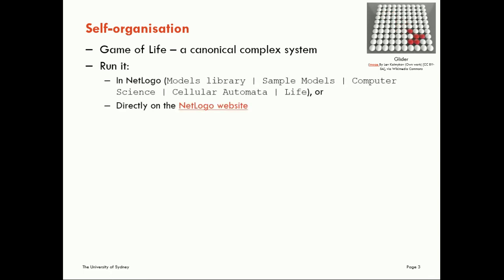What we can do is look at the game of life on a larger scale, not just look at one glider, but look at the system level of the game of life. A good, easy way to do so is using the NetLogo agent-based modeling system. You can download this yourself and run it. I've given you some guidelines here on where to find the game of life in the models library, or you can do it directly on the NetLogo website by following this link here. Let's go and have a look at the NetLogo implementation of the game of life ourselves.